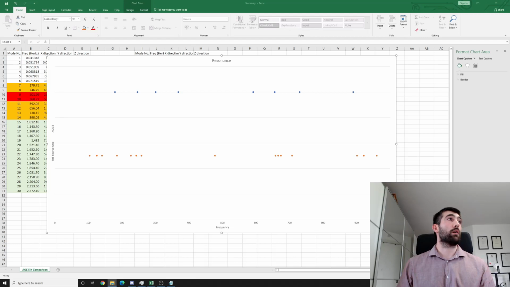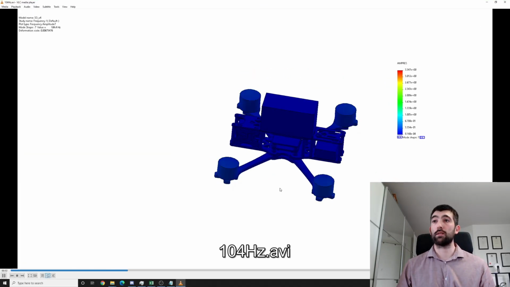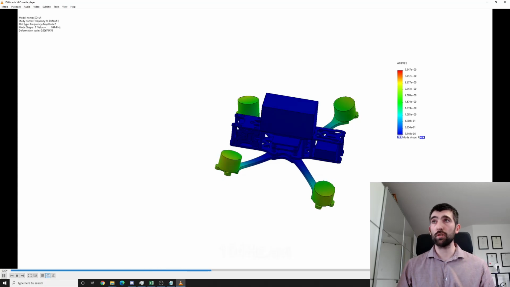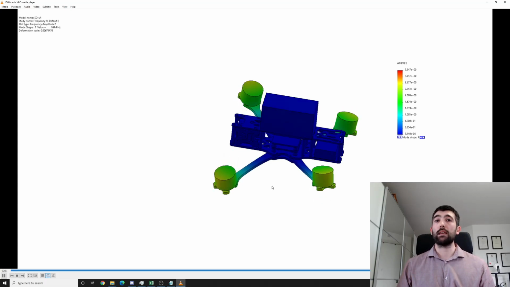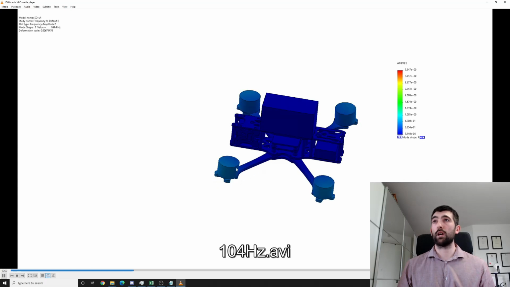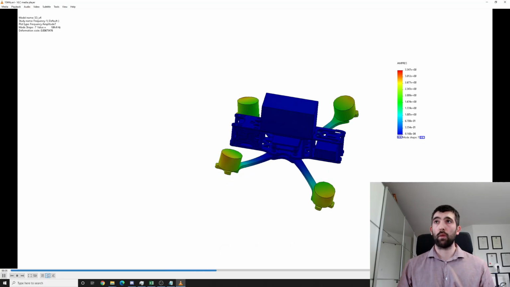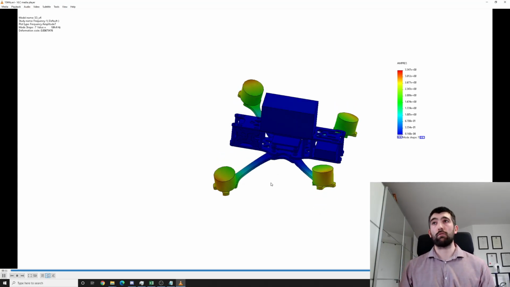So if I open a video of this resonance at 100 hertz, you can see here's our TBS Source 1. We've got the motors and the frame there, the battery on top. And you can see the resonance that's occurring. So the motors are moving up and down and the arms are bending. So the next question we have to ask ourselves is: is this a good resonance or a bad resonance?